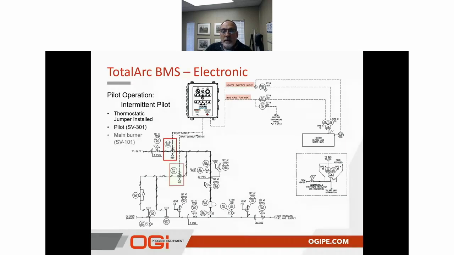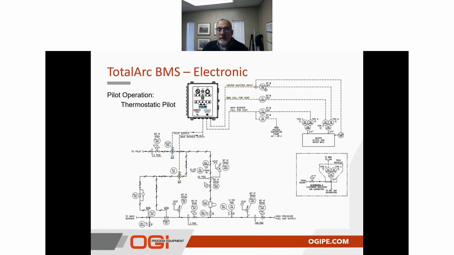From that, we'll see that once, again, based on the temperature input from the BMS call for heat, once that is satisfied, as well as proving the safeties are okay, the pilot will be lit, and then the main will follow once proven. So the operation is just like it was on the pneumatics, but in this case, it's fully electronic, and the variation in the gas trains are minimal.